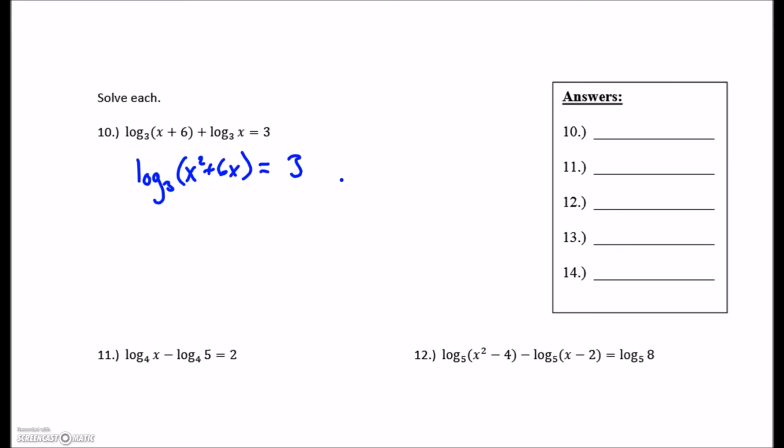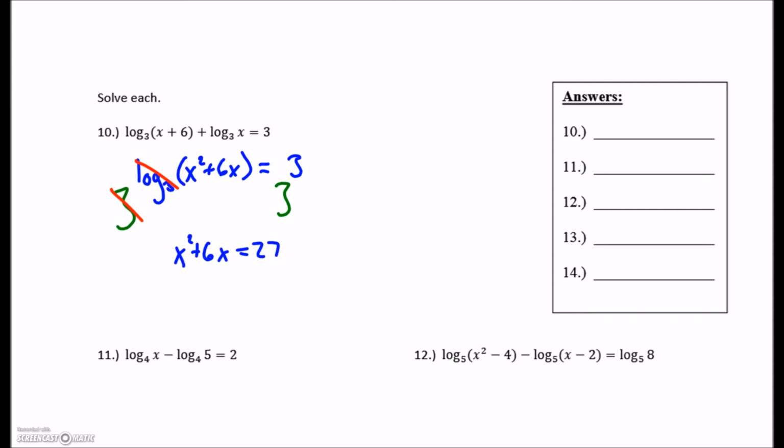equals the 3. And now to undo log base 3, I have to do 3 raised to the power of each side. Remember, this is where I do 3 raised to this power equals 3 raised to this power. Basically, each side of the equation becomes the exponent. And so what I have is 3 raised to the log base 3. They cancel out. Over here, I have 3 raised to the 3rd power, which gives me a 27. So I end up with x squared plus 6x equals 27.